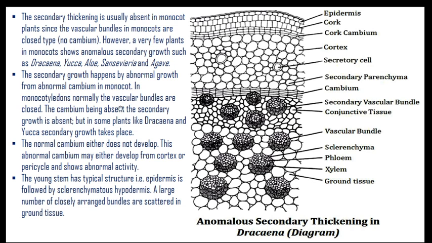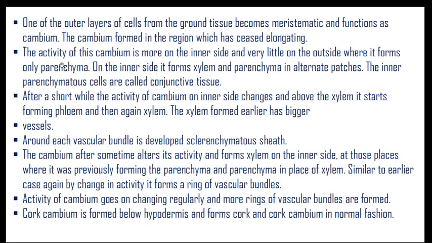So in this way, Dracaena shows anomalous secondary thickening. One of the outer layers of cells from the ground tissue becomes meristematic and functions as a cambium. The cambium is found in the region which has ceased elongating, and its activity is more on the inner side and very little on the outer side. On the outer side it forms only parenchyma. On the inner side it forms xylem and parenchyma in alternate patches. The inner parenchymatous cells are called conjunctive tissue.